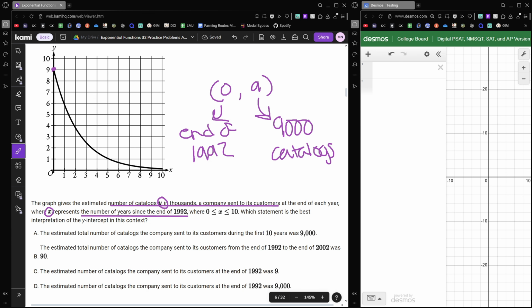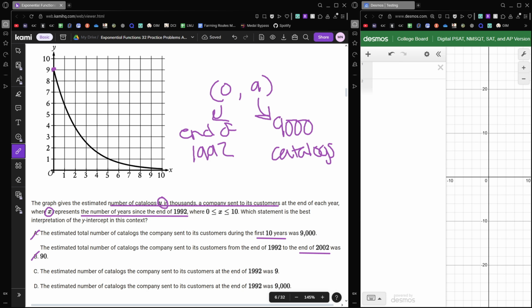A. The estimated total number of catalogs the company sent to its customers during the first 10 years. We didn't say it was the first 10 years, so A isn't our answer. B. The estimated total number of catalogs the company sent to its customers from the end of 1992 to the end of 2002. We didn't say anything about the end of 2002, so B isn't our answer.